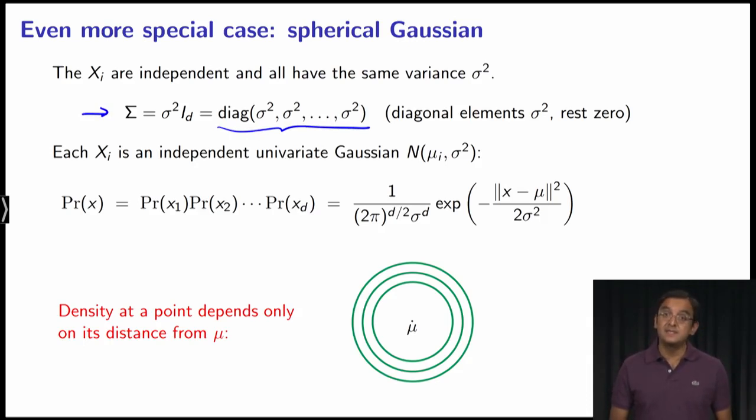In this case, the density can be simplified even further. This is the density function, and as you can see, the density at a point x depends only on the distance from x to mu. It depends only on the distance to the center of the Gaussian. So the points of equal density are points that lie on a sphere centered at mu. So as always, the density is highest at mu, and as you move away from mu, the shells of equal density are these concentric spheres. So another popular Gaussian.